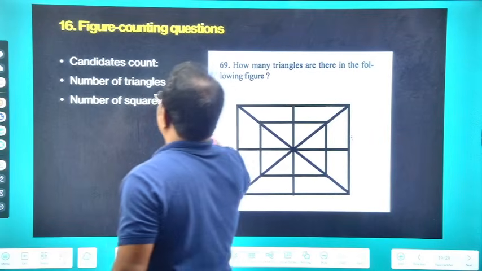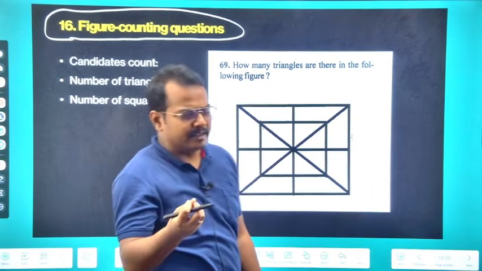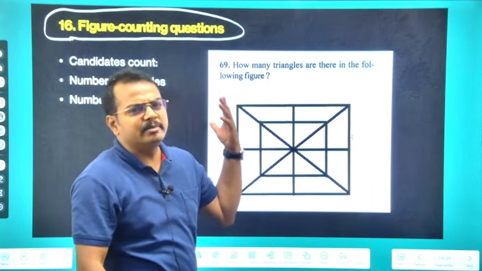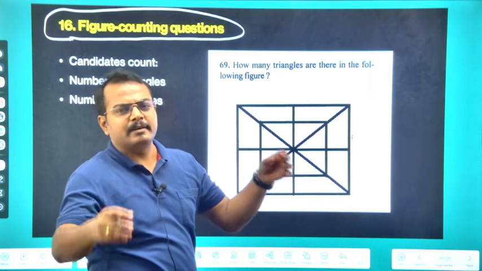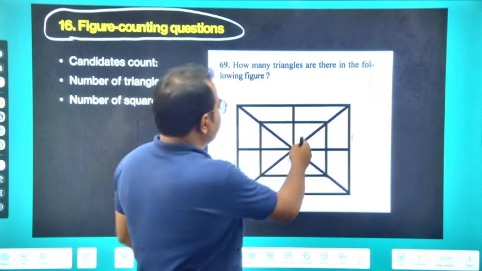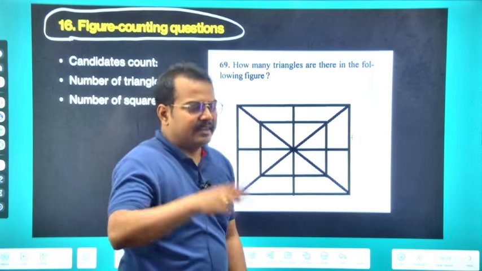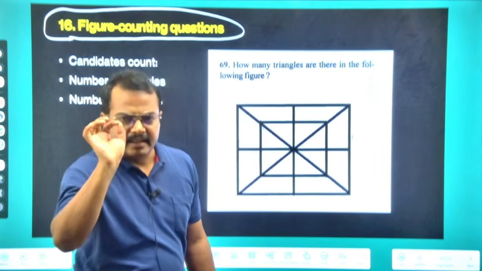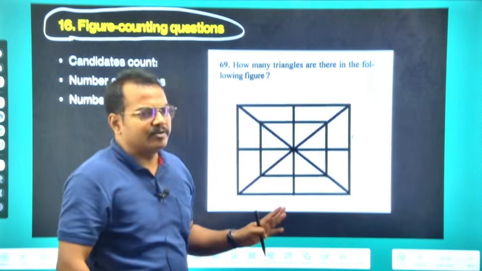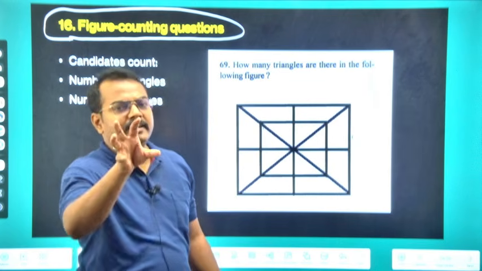Anyway, now there are figure counting questions. These are standard. I can tell you that these are very legacy based questions. These questions are mandatory in SSC CGL and one-day government exams, where you have to calculate the number of triangles here. Obviously it is very easy, and there are tricks. In reasoning questions there are a large number of tricks. The tricks are in mathematics also.